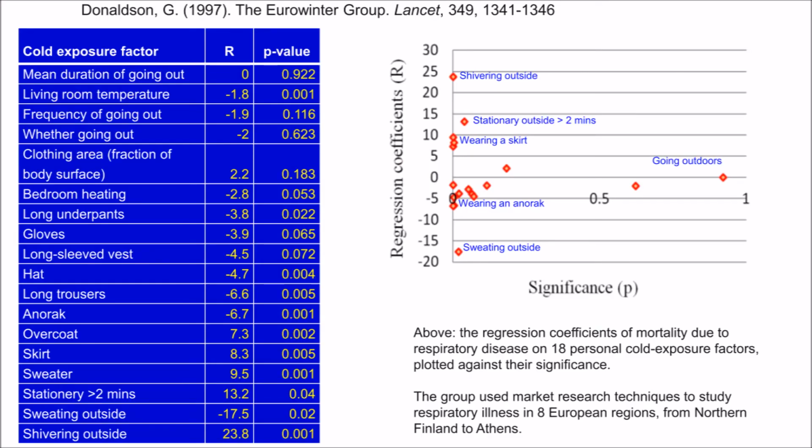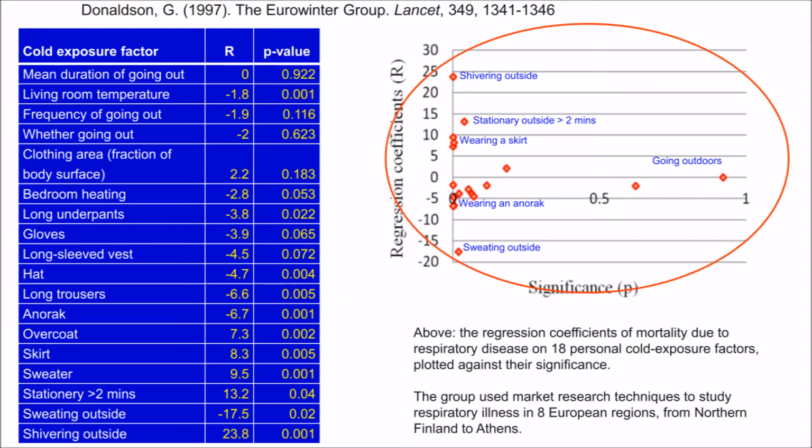Now, this is another very interesting paper. This was published in 1997 by a group of scientists called the Euro-Winter Group. And they used market research techniques in 8 regions of Europe, from northern Finland to Athens, where they looked at what they called personal cold exposure factors. And they looked at correlations between what people wore and how they behaved, and the chance that they would die of respiratory illness. Now, I've put their data on the left-hand side of the slide, and I've plotted the same data on the right-hand side.